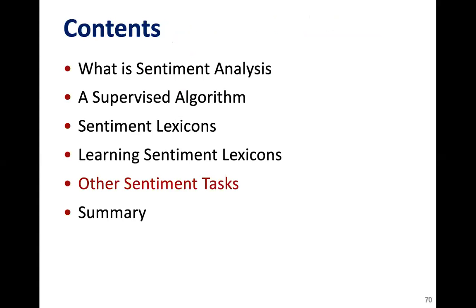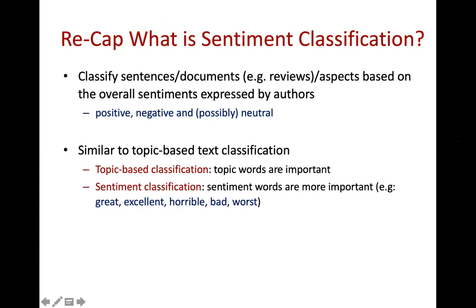So overall, there are a couple of other interesting sentiment tasks that you can tackle too. For example, if you look at sentiment classification as a broad traditional topic, you want to classify sentences or documents or reviews or aspects based on the overall sentiment expressed by the author: positive, negative, or neutral. And you might want to have a similar topic-based text classification. Let's say topic words are important for topic classification, while sentiment words are more important for sentiment classification. If you talk about classifying words in a topic, something related to, let's say, banking, then you have to have banking words inside there for you to do a better job in classification of the topics.